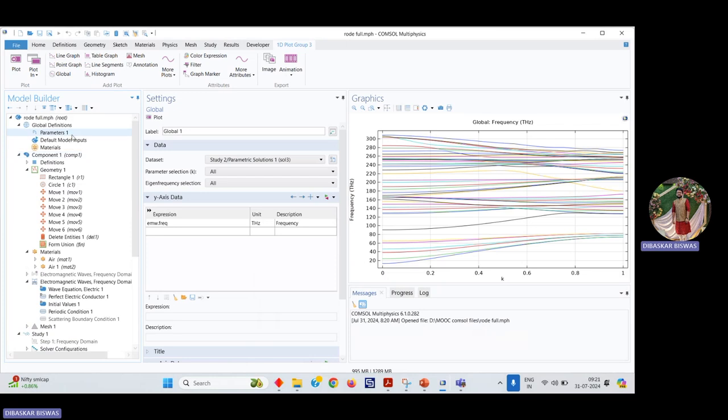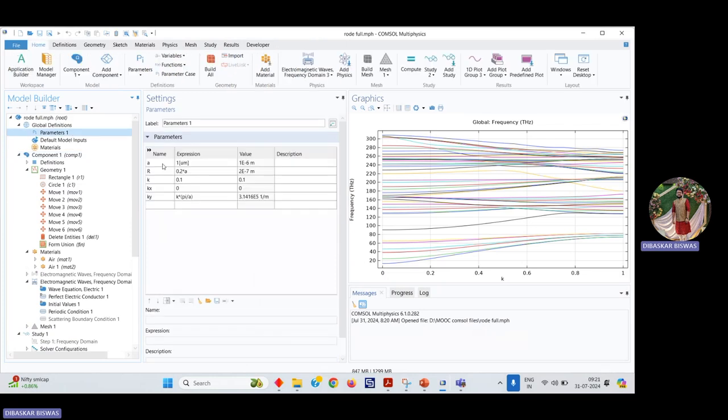So you go to parameters and define A as this, R as this, and define the K vector, a scalar quantity. Along the X direction there is no periodicity, because the periodicity of the defect is along the vertical direction. That's why we have taken KX as zero, and KY as K into pi by A. Why?